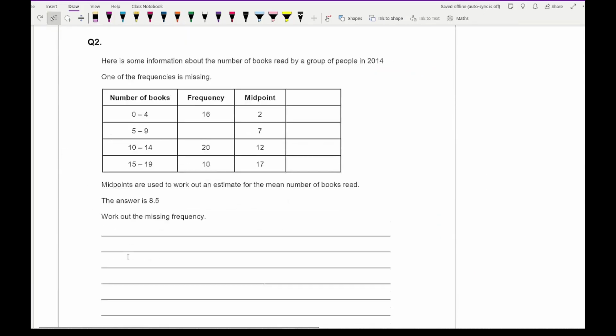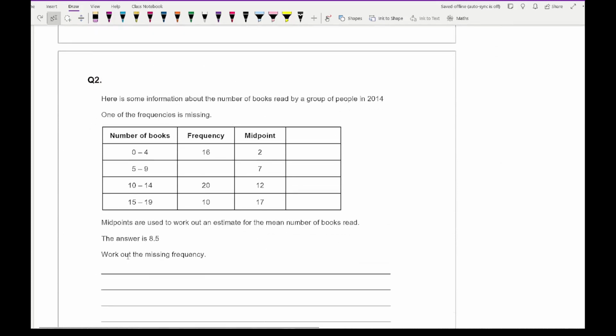Moving on to question 2, it says here is some information about the number of books read by a group of people in 2014. One of these frequencies is missing. The midpoints are used to work out an estimate of the mean number of books read.